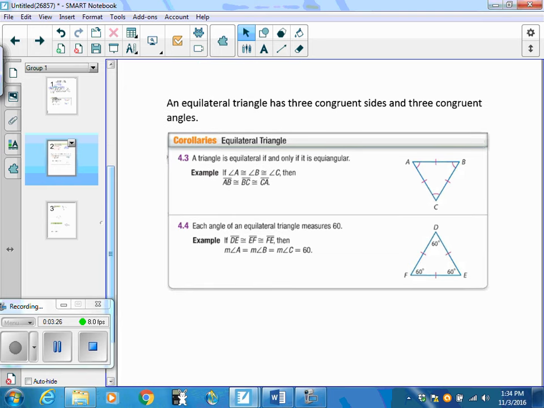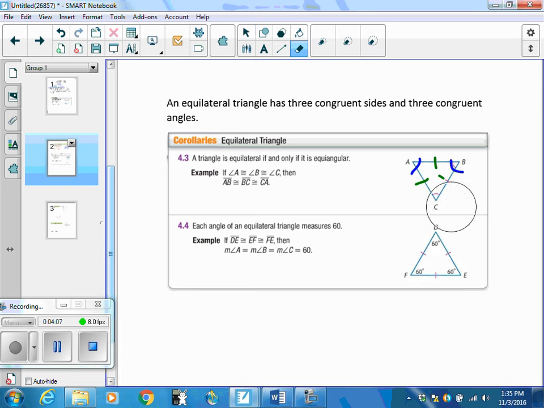An equilateral triangle has three congruent sides and 3 congruent angles. It also fits the same criteria as an isosceles triangle. So those rules would apply here as well. But we know that a triangle is equilateral if and only if it is equiangular. That means that if I have all 3 angles that are congruent, then my 3 sides have to be congruent to each other as well.